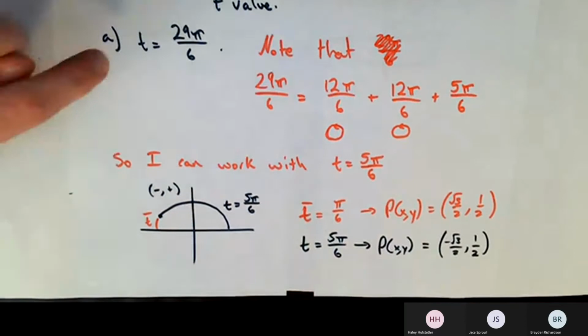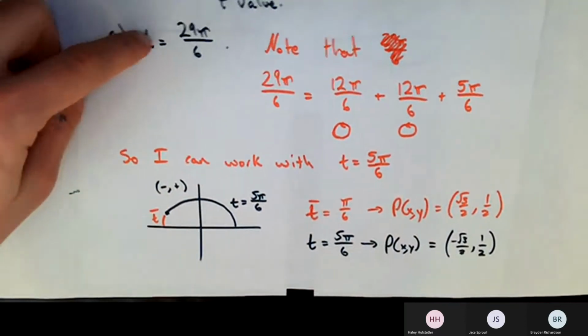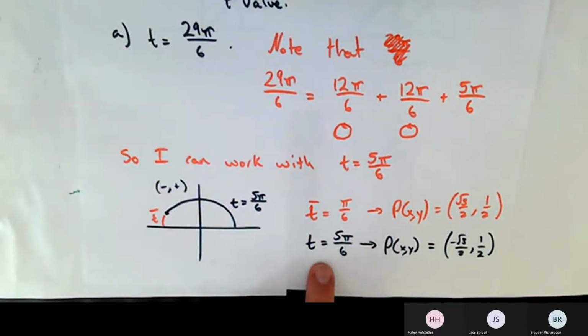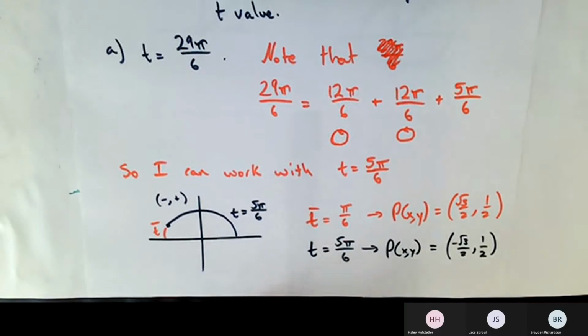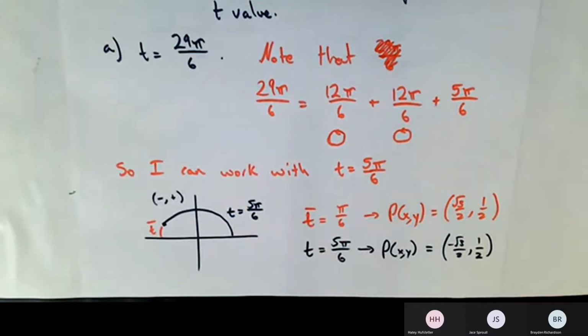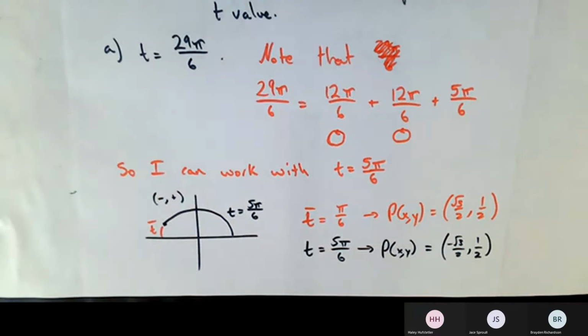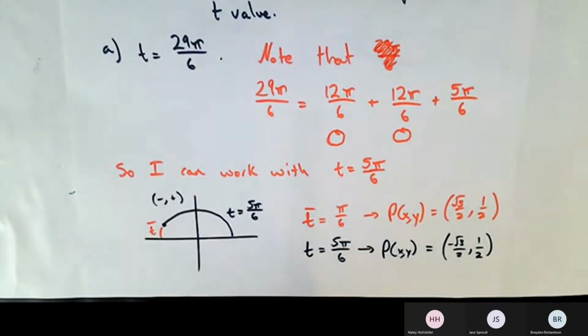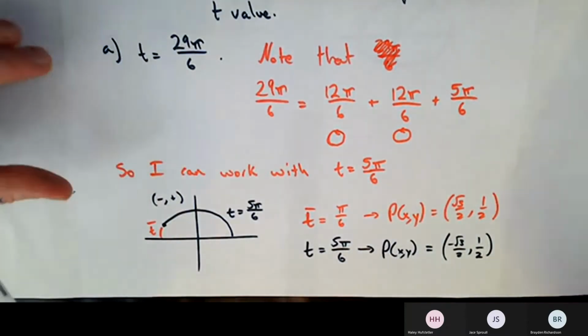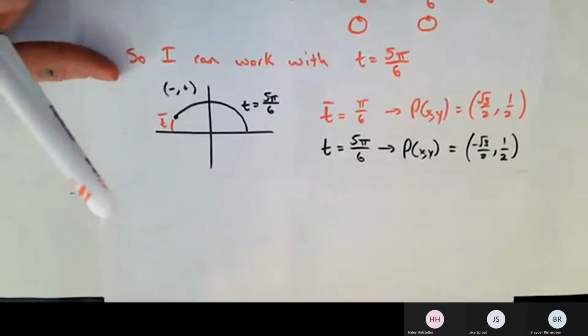That would be the solution to this problem for 29 pi on 6. The point is, t equals 29 pi on 6 lands at the same spot as t equals 5 pi on 6, so we just work with this one. We find the reference number of this angle and do everything we did in example 6, just taking away the extra revolutions. Okay, part B.